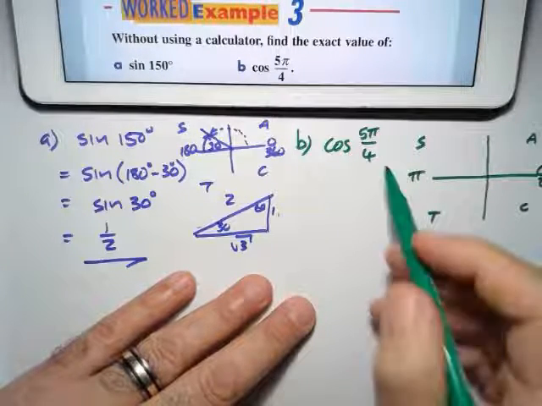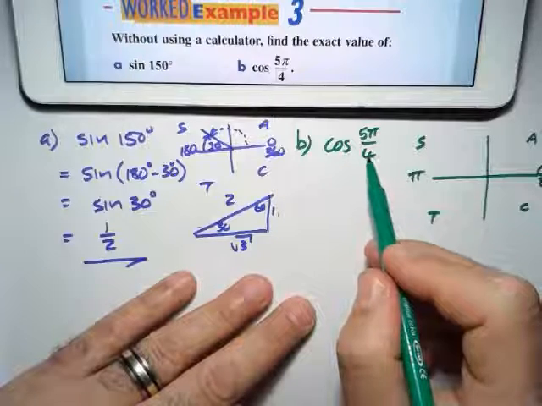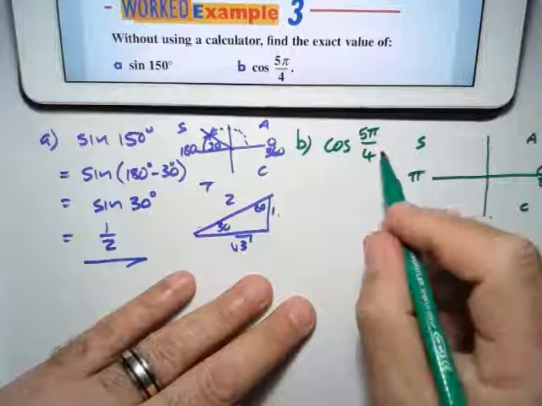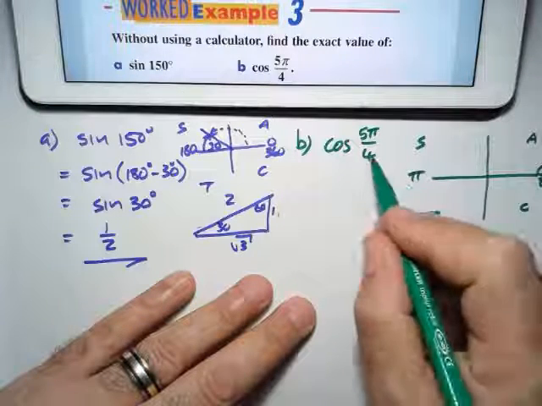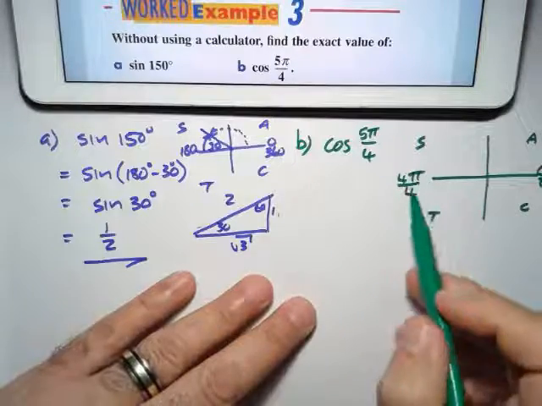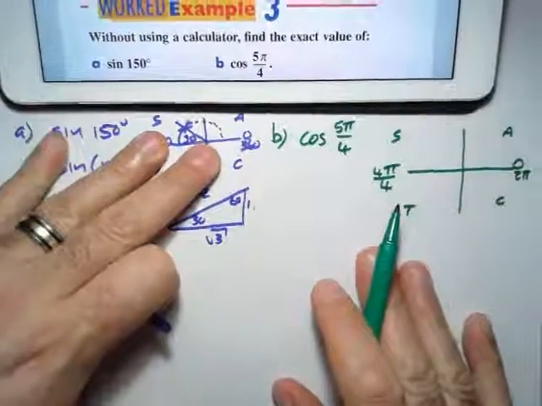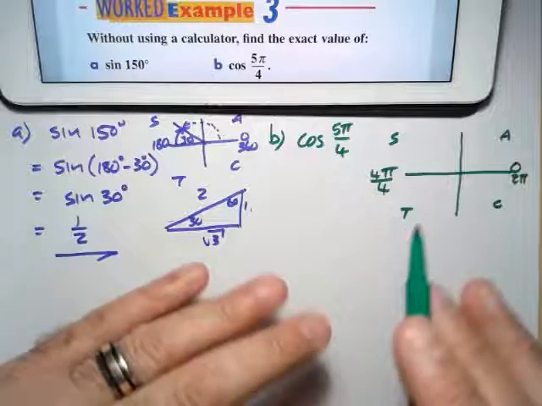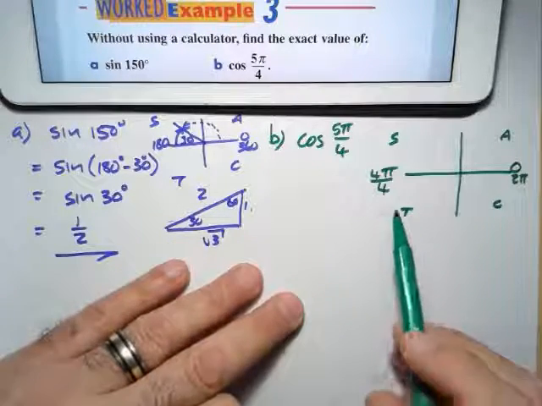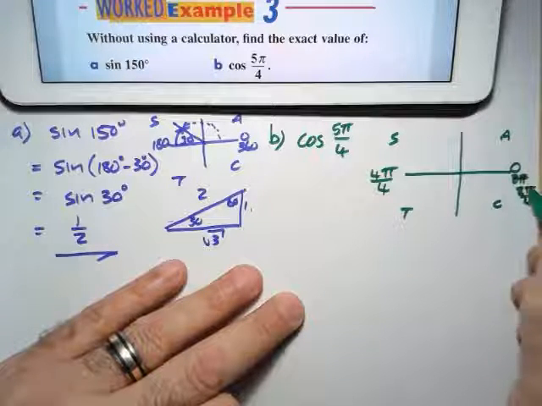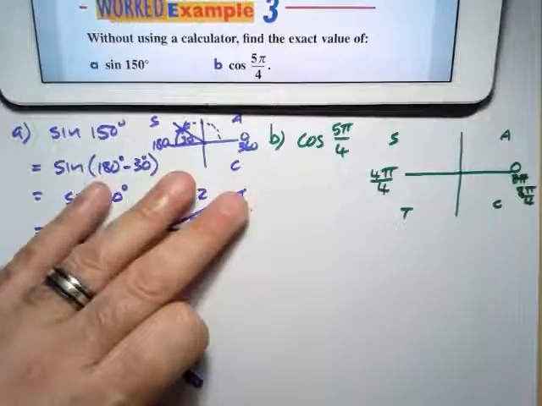Remember what we said? The golden hint here is if I have a fraction, I'm going to write pi as something to this base. So pi will be 4 pi over 4. 4 pi over 4 is 1 pi. And 2 pi will be 8 pi over 4. But let's not worry about that now. Oh, we have to. This is 8 pi over 4, which is the same as 2 pi.